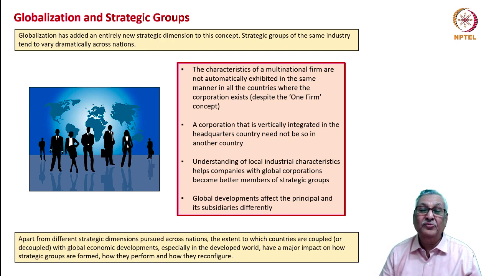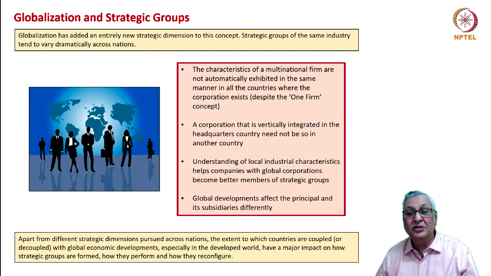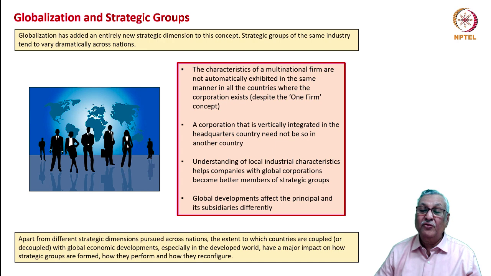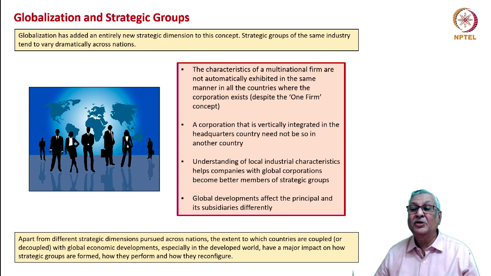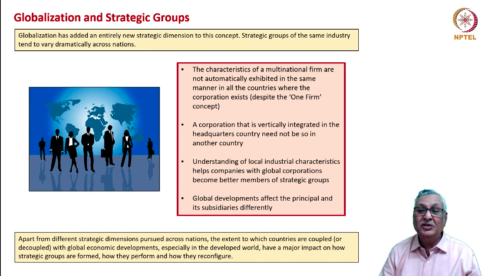The multinational firm could be part of one strategic group in one nation, but part of another strategic group in another nation. It would be high technology, high price in one country. It could be high technology, low price, or medium technology, medium price in other countries. So a corporation that is vertically integrated in a headquarters country need not necessarily be so in another country. The understanding of local industrial characteristics helps global corporations develop the firm's position in a strategic group in another jurisdiction. Global developments definitely affect the principal and its subsidiaries, but the impact would be different.